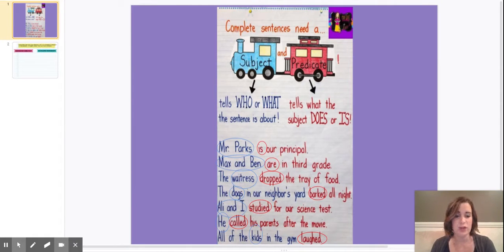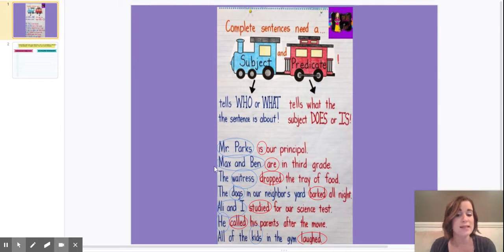So I have some examples for you. The first sentence says, Mr. Parks is our principal. So Mr. Parks is the subject. He's the who. Is is the predicate, the verb. The rest of the predicate is in red, is our principal. So we put them together to make a complete sentence. Mr. Parks is our principal.